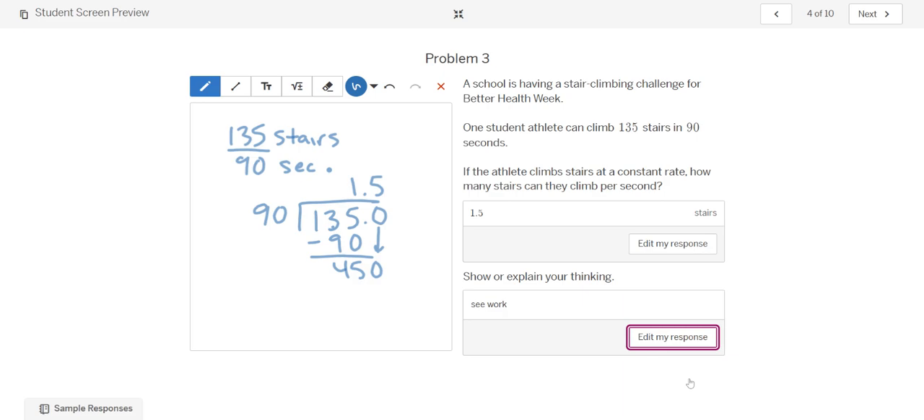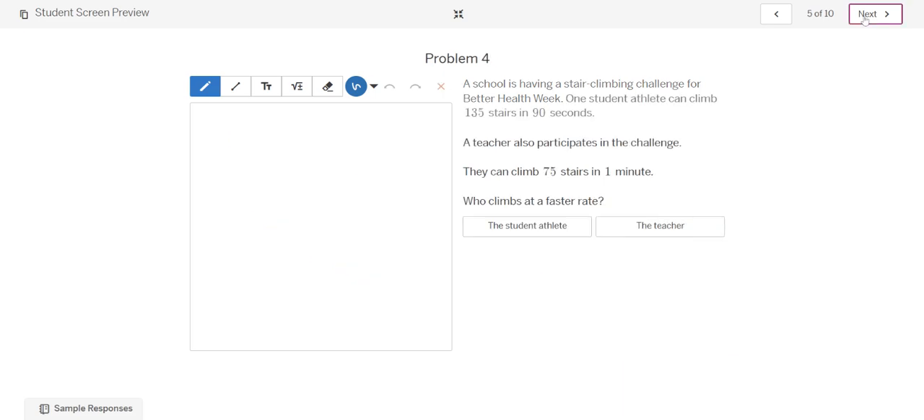So here we go. Next, the teacher can do 75 in 1 minute. Well, that's 75 stairs in 60 seconds. So I would do 75 divided by 60 this time. That goes in there one time. That would be 60. Subtract, I get 15. I'm going to put a point. I know this one goes out a couple places.